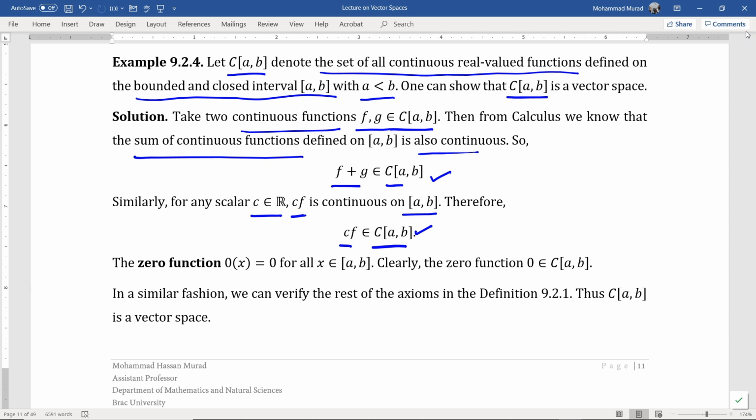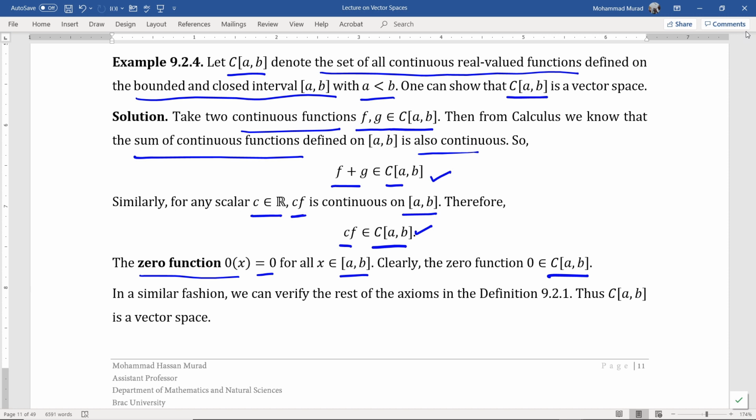To prove property 4, we need the concept of the zero function. The zero function is denoted by 0(x), which is equal to 0 for all x in the interval a to b. So for all x from the bounded and closed interval a to b, the zero function gives the output, the scalar 0. Clearly, the zero function is a continuous function, hence belongs to the set C.